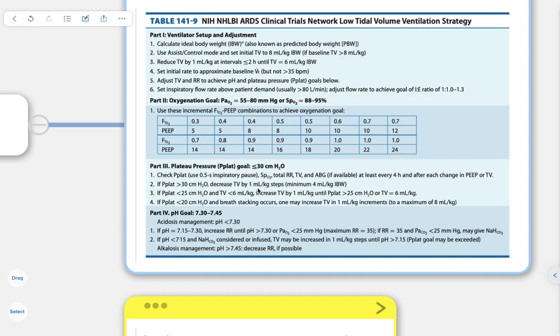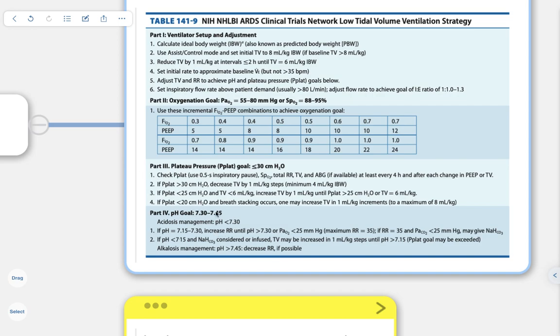How do you do it? By decreasing it in 1 mL per kg steps; the minimum you can go down to is 4 mL per kg ideal body weight. If your plateau pressure is less than 25 centimeters and the tidal volume is less than 6 mL per kg, you increase the tidal volume by 1 mL per kg until your plateau pressure climbs to more than 25 centimeters, or the tidal volume is 6 mL per kg. But then, if the plateau pressure is even below 20 centimeters and breath stacking occurs, one may increase the tidal volume in 1 mL per kg increments to a maximum of even 8 mL per kg.